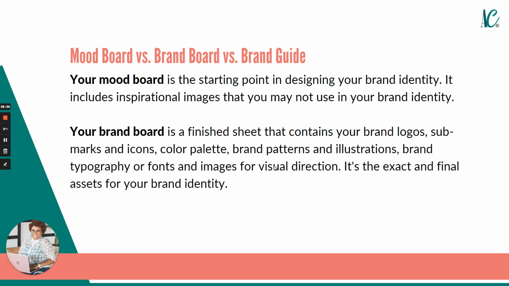It includes inspirational images that you may or may not use. So it doesn't have to have the exact images. It doesn't have to have the exact color codes. It doesn't have to have the exact anything on there. It's just the expression. Your brand board is another one-page sheet that has your actual color palette, your actual logo, the actual fonts and typography that you use, the actual style of inspiration photos, textures, patterns that you want to use. That's what's on your one-page brand board.